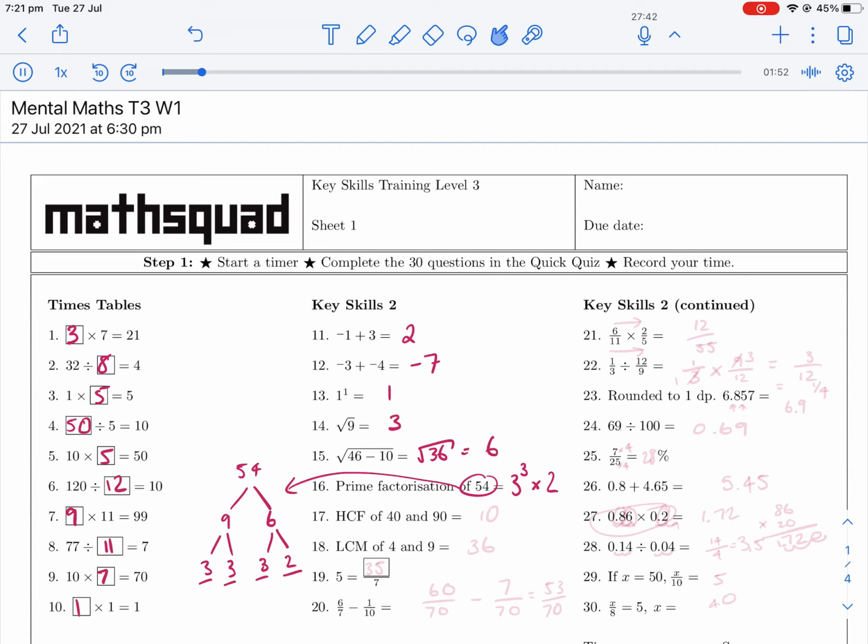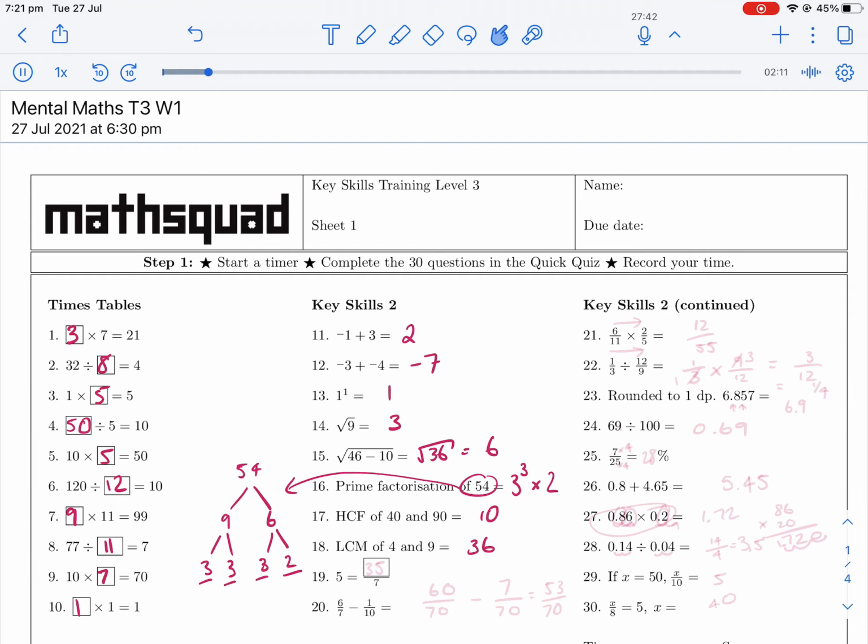Alright, highest common factor of 40 and 90. In other words, the biggest number that fits into both, 10. Lowest common multiple of 4 and 9. That would be, when you multiply them together, 36.